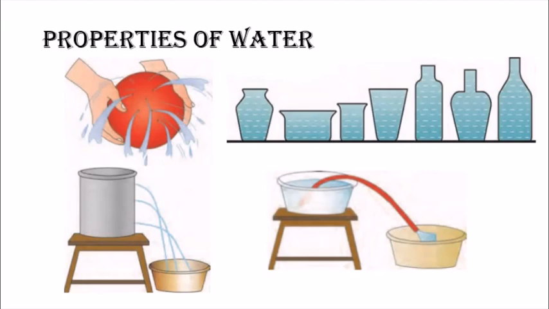Now, can you all say in which state water exists? Water exists in three states: in solid state as ice, in liquid state as fluid, and in gaseous state as water vapor. So water does not have its own shape. If you put water in any type of utensil, it will take the shape of that utensil. So it does not have its own shape.